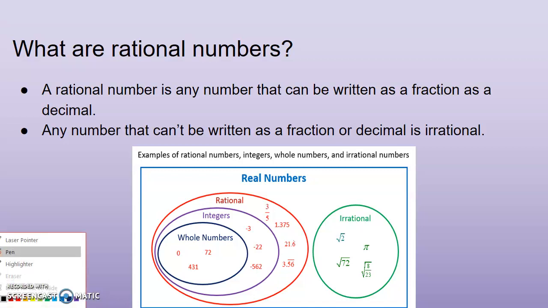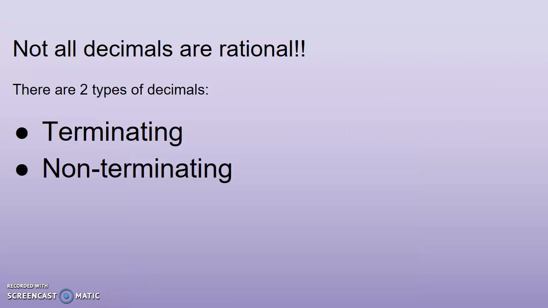So we have this lovely chart on the bottom. And as you can see, all the numbers in the red circle are rational, and all the numbers in the green circle are irrational. So rational numbers consist of any numbers that can be written as a fraction or decimal, like integers and whole numbers, and just these numbers over here that can be written as a fraction or decimal that are neither integers or whole numbers. And then irrational numbers consist of square roots that can't be simplified to a whole number, or pi, and so on.